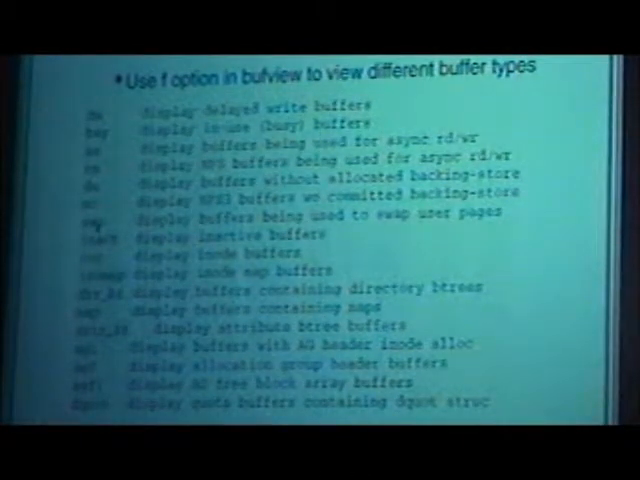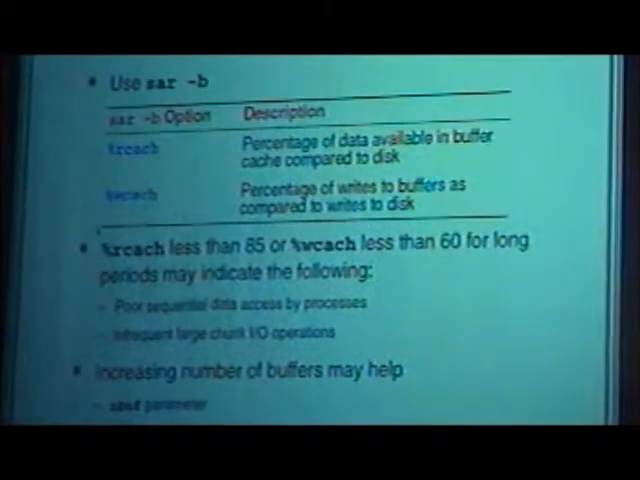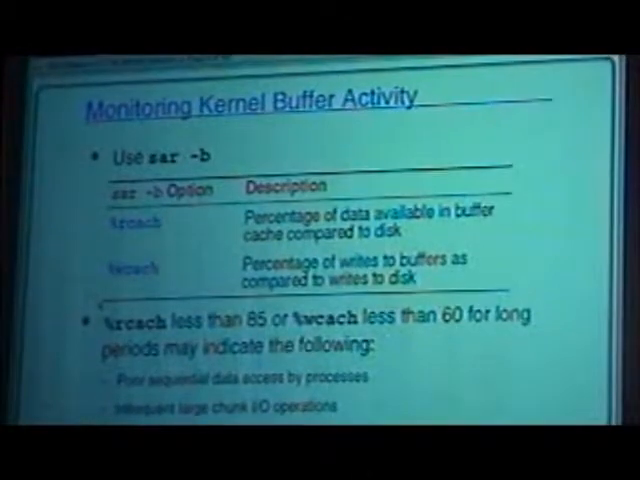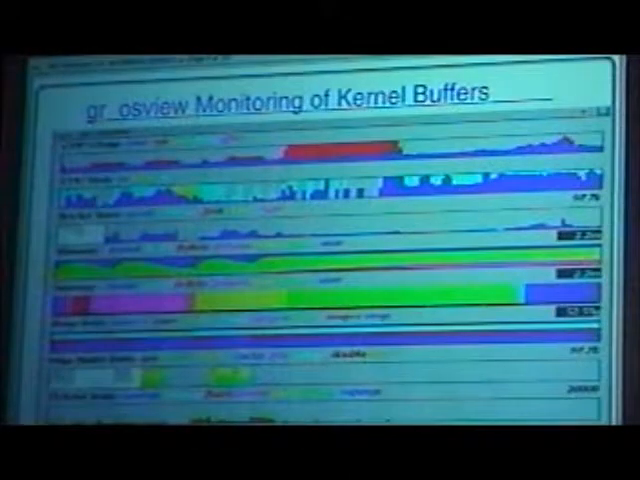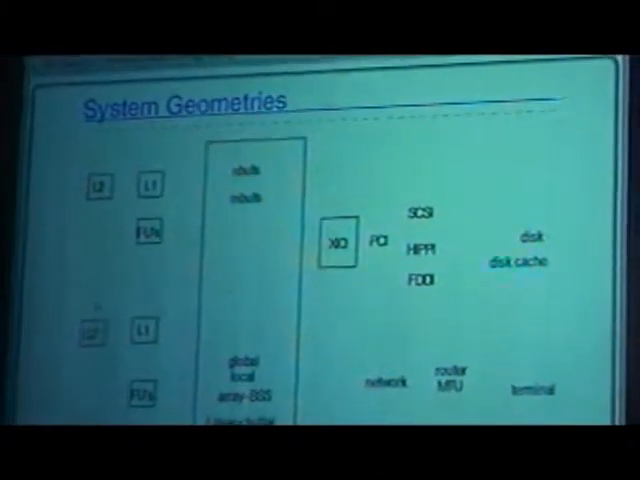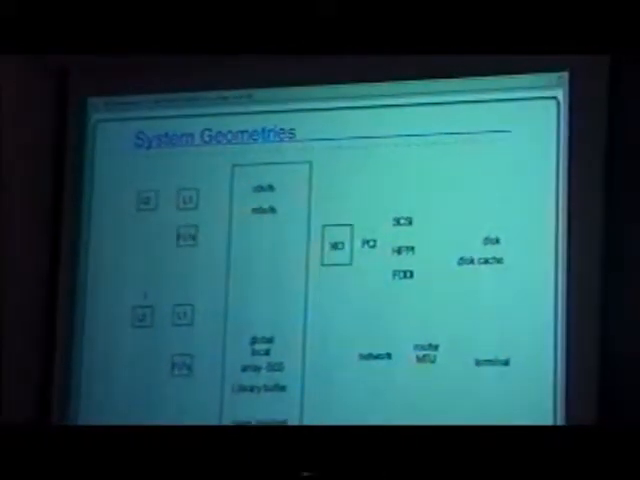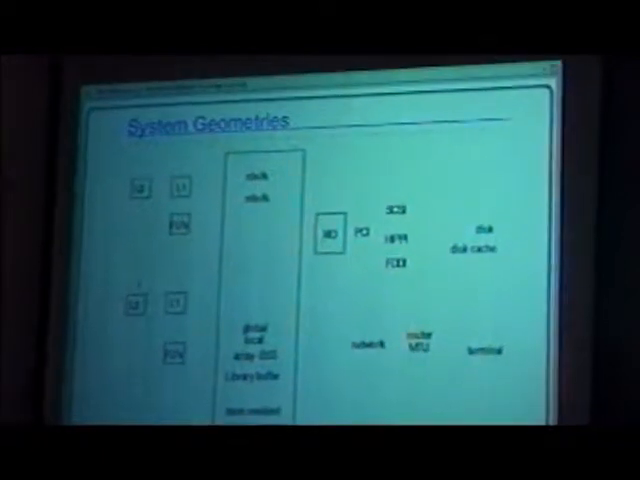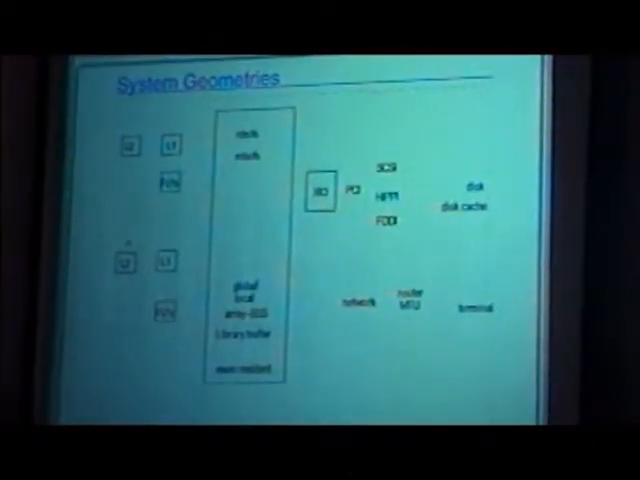So the F option just allows me to look at different types of buffers. So we've got to look at SAR-B data, and we have to look at a memory map. And 10-10 is just trying to draw the drawing that I've got up here. I'm going to have to talk about a story on that.